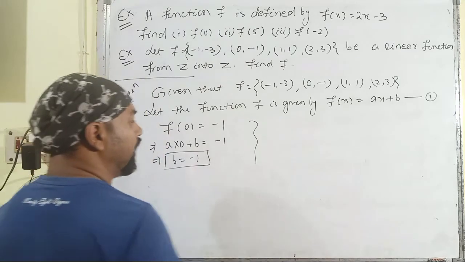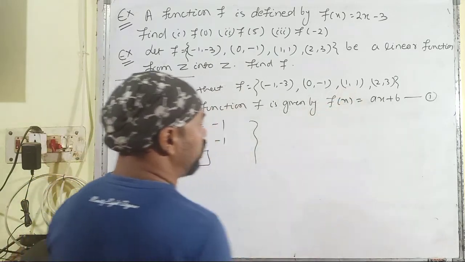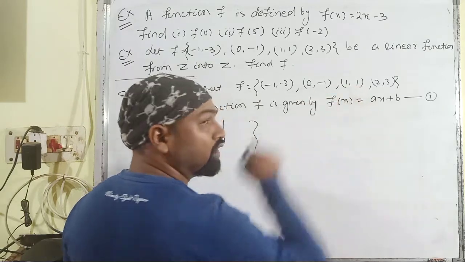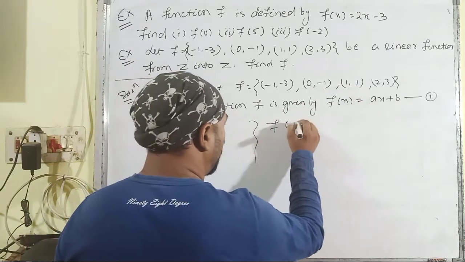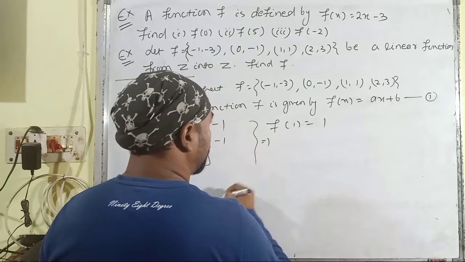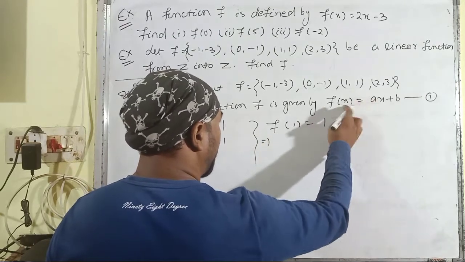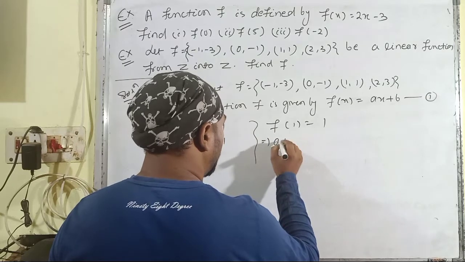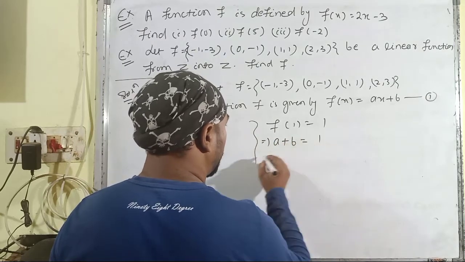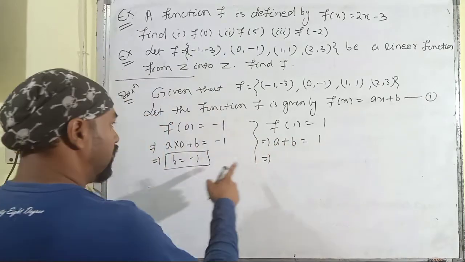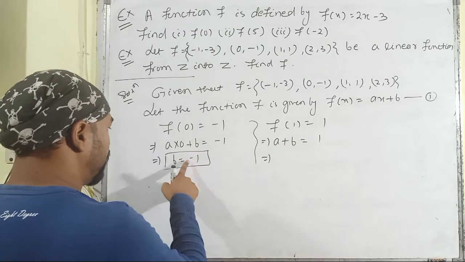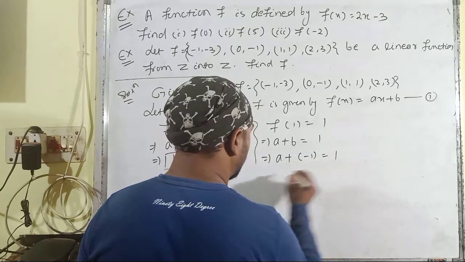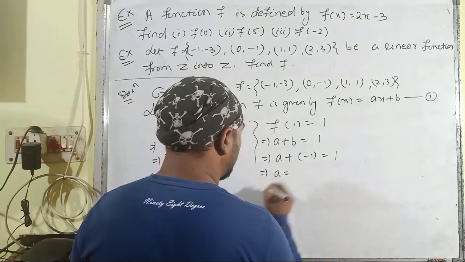Then again let us consider the ordered pair (1, 1). 1 is the f image of 1. So f of 1 is equal to 1. That means in place of x we have to put 1 here. It is a plus b is equal to 1, because all of you know that the value of b is minus 1. So it is a plus minus 1, it is 1. That means a is equal to 2.